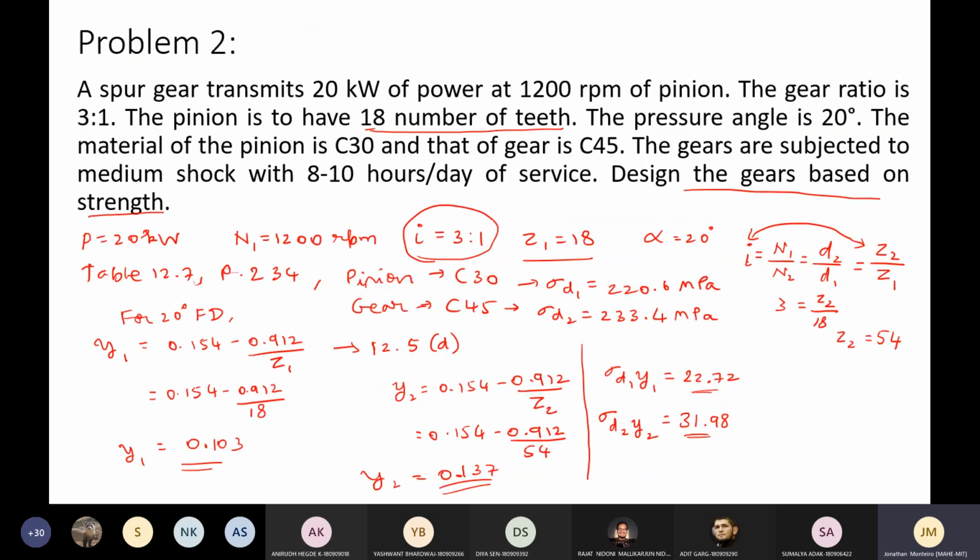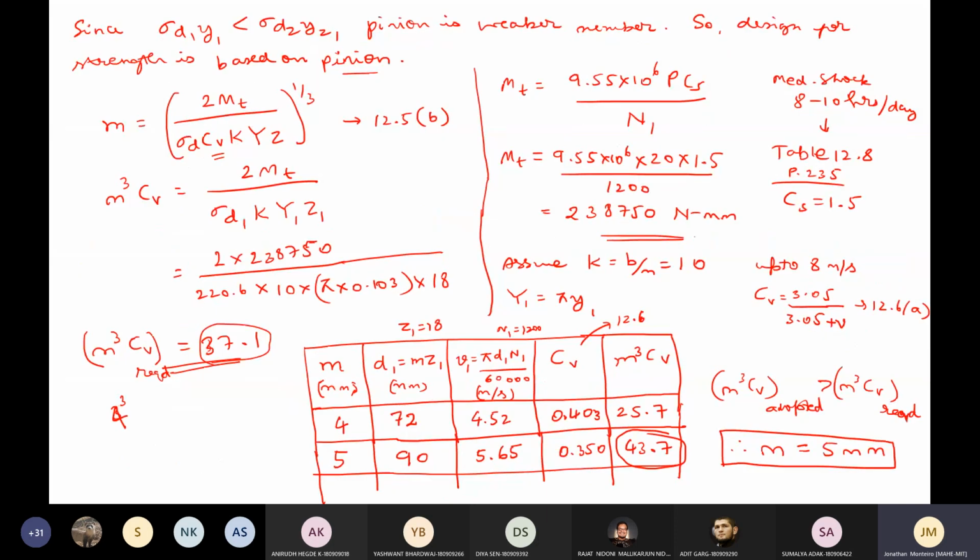So what we did, since the starting point was 18 number of teeth, we directly took it. In this problem we have the teeth specified, diameter not known. The teeth is specified 18, diameter is not known. So we selected a diameter after finding the weaker member. I think all of the steps are the same as we followed for the previous problem, that is the first problem itself.